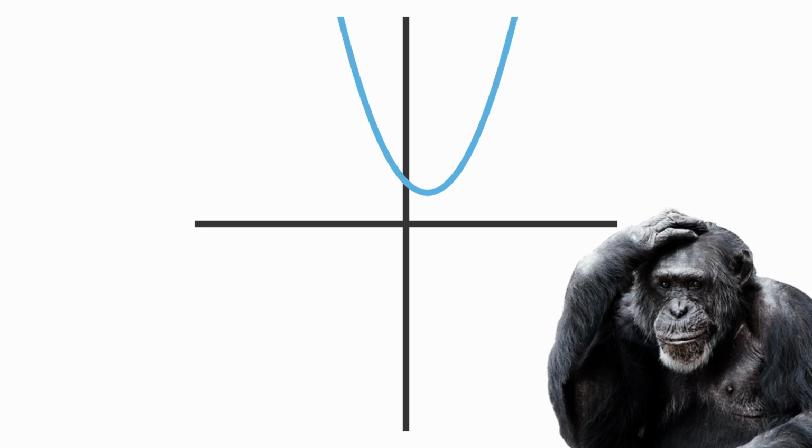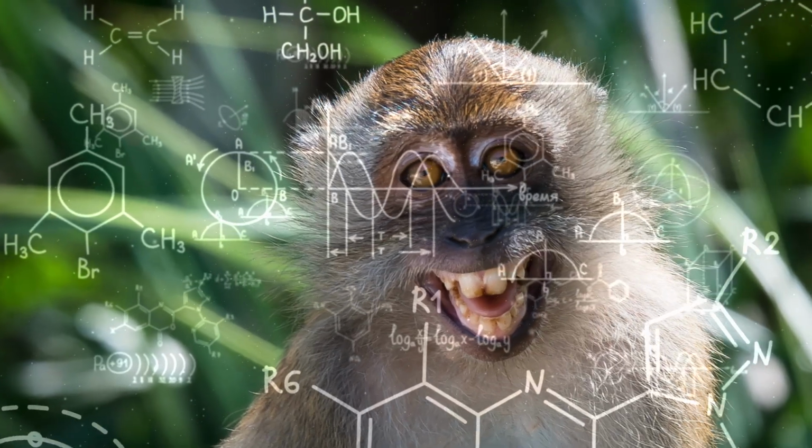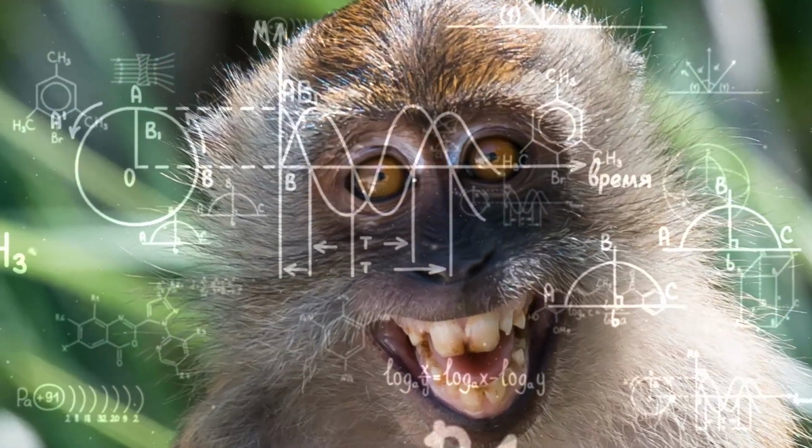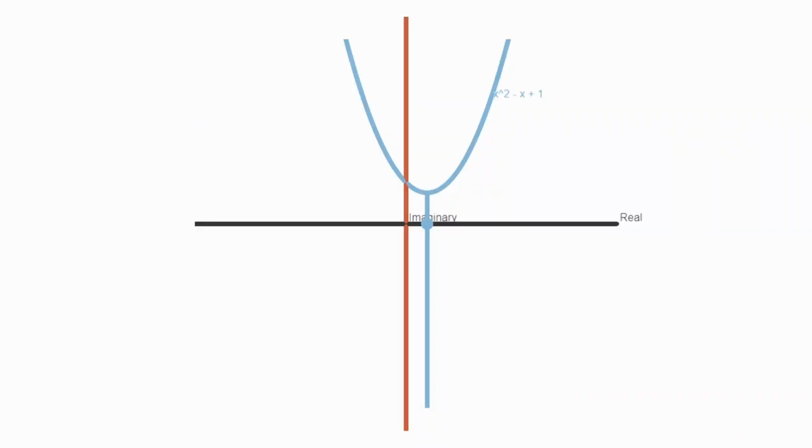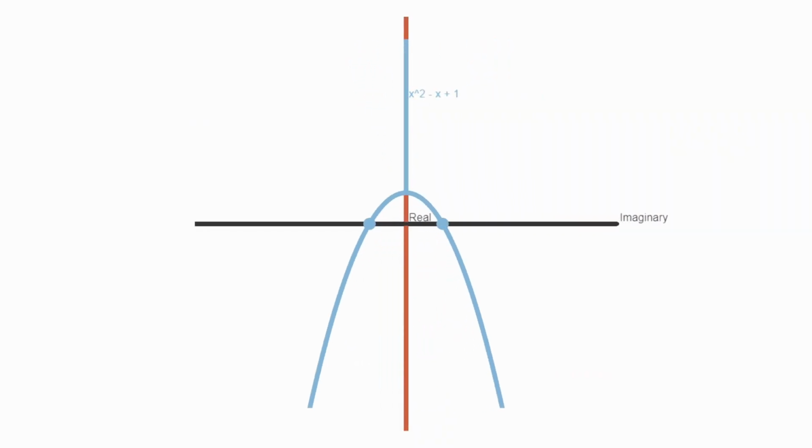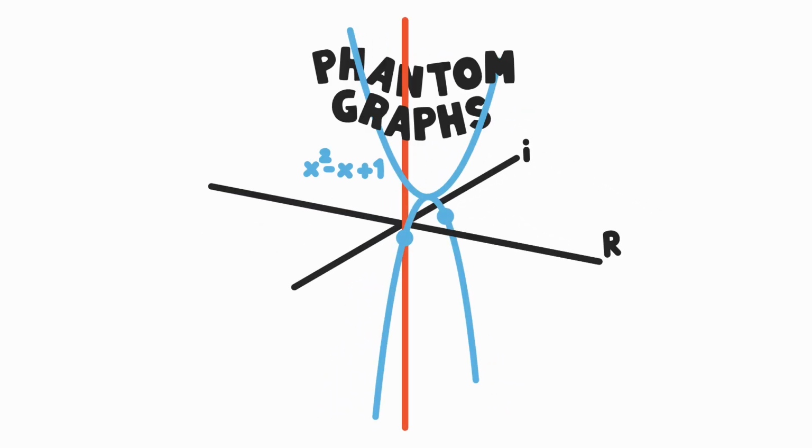Or are there? Yes, there are. And there's actually an entire second curve that reveals the fact that x squared minus x plus 1 can give negative numbers. Welcome to the lovely world of phantom graphs.